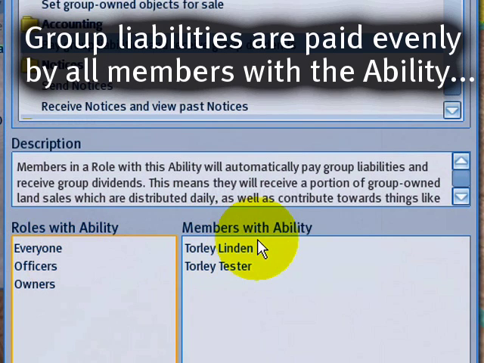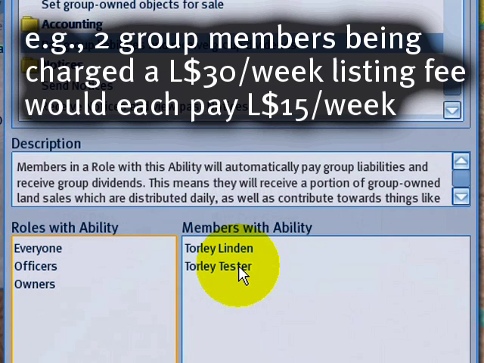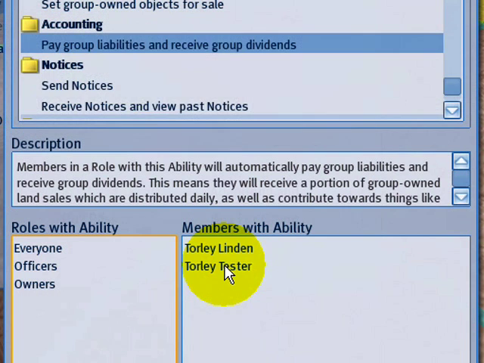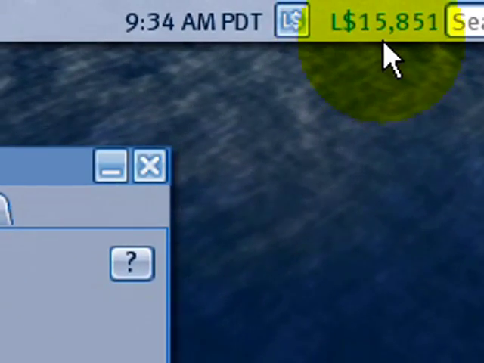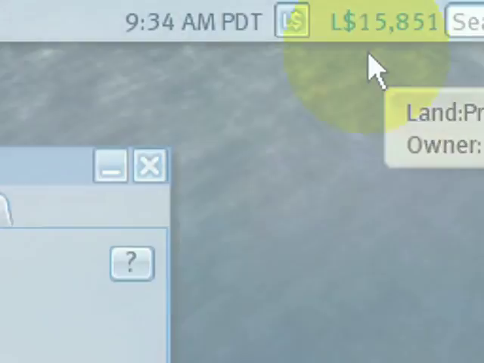So, for example, in this case, if you have 2 people in a group and you're being charged liabilities and it's 30 Lindens a week, then each account here would pay 15 Lindens a week since it's divided by 2. And if it's spread across, like if you have 30 members in a group, everyone's paying liabilities, then it's 1 Linden a week. Not a big amount, but it can chip away. And some people, unfortunately, go into negative Linden balances because they didn't notice this.